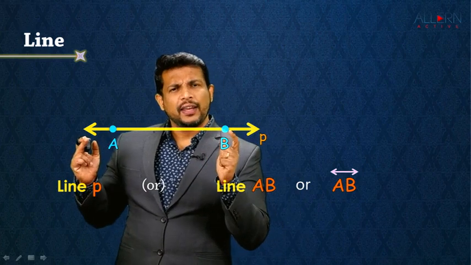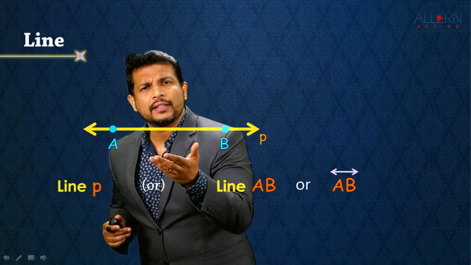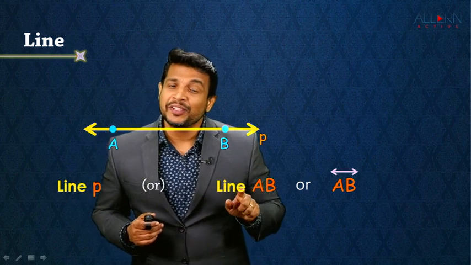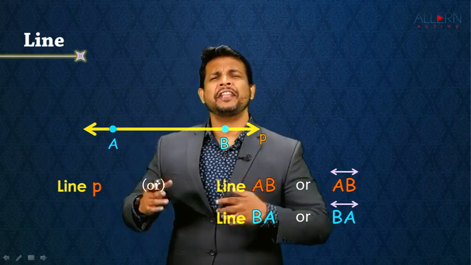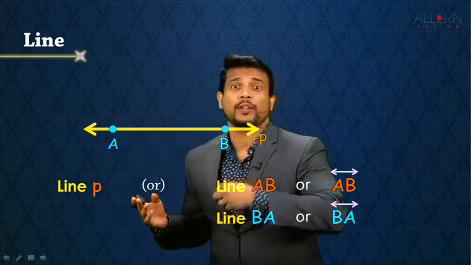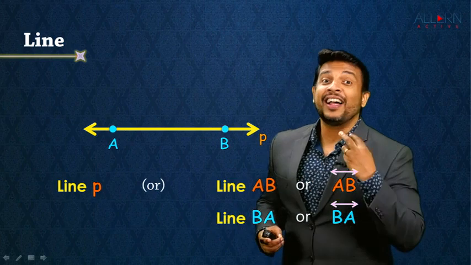But if we call this line AB, or even if we call it line BA, it's one and the same. That means even this can be written as line BA, or we can denote it like this. Was that easy? Very easy. So we have understood what is a point, we have understood what is a line.